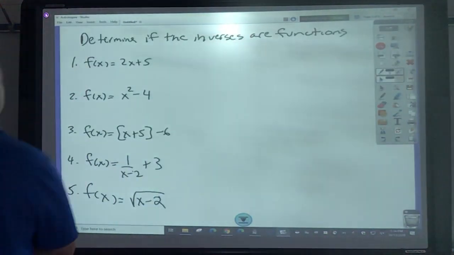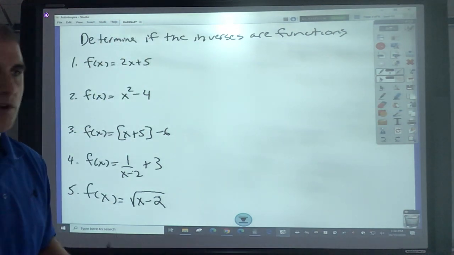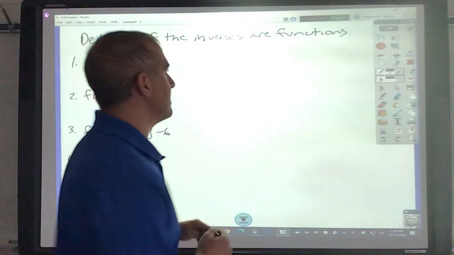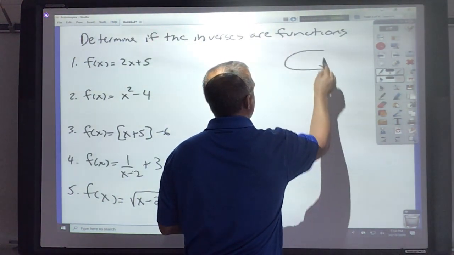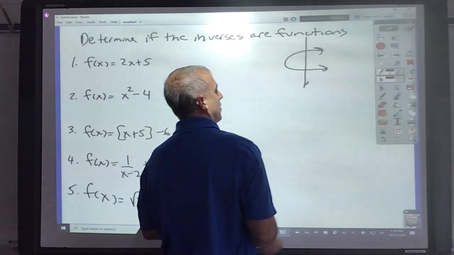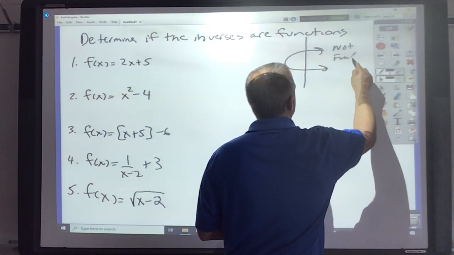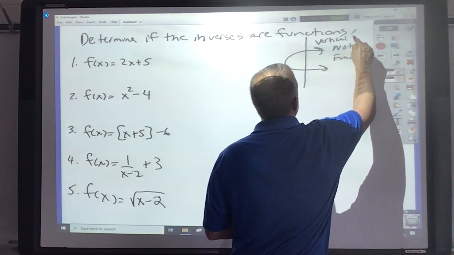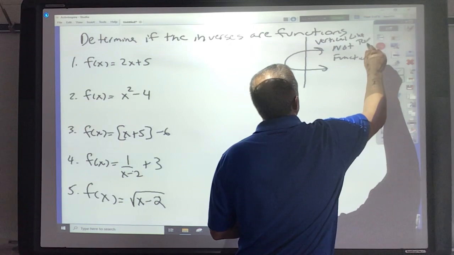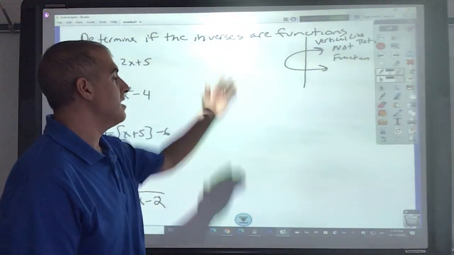All right, going on to the last thing here. We want to talk about determining if the inverses are functions. Now, I want to bring you back to the concept that if I drew a graph like this and did the vertical line test, this would not be a function. It was not a function by the vertical line test. We've done that before.